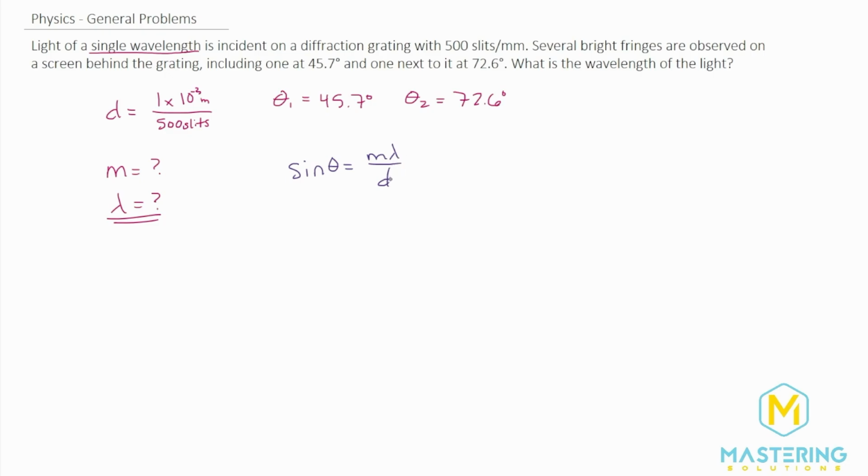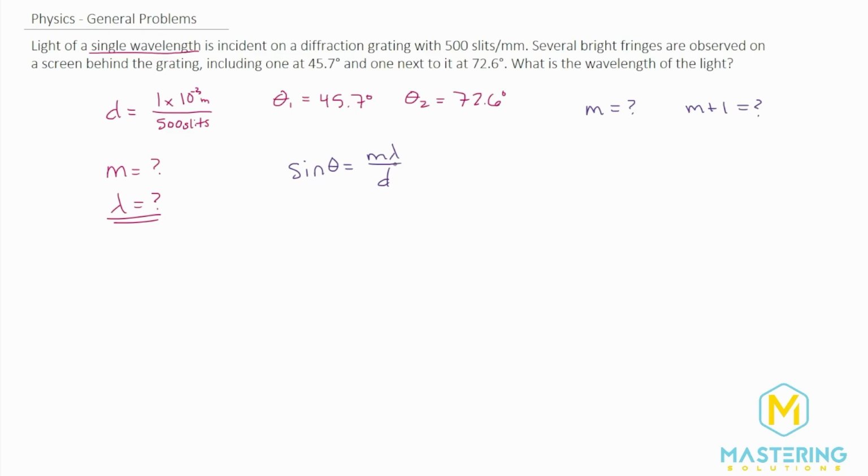If you think about the logic of this, they tell us that the first bright fringe is at this angle and the one right next to it is at this angle. So whatever order m this bright fringe is, this one is the one right above it, right? So m is going to be something, and then this second one is going to be m plus 1. So we have to make 2 equations.